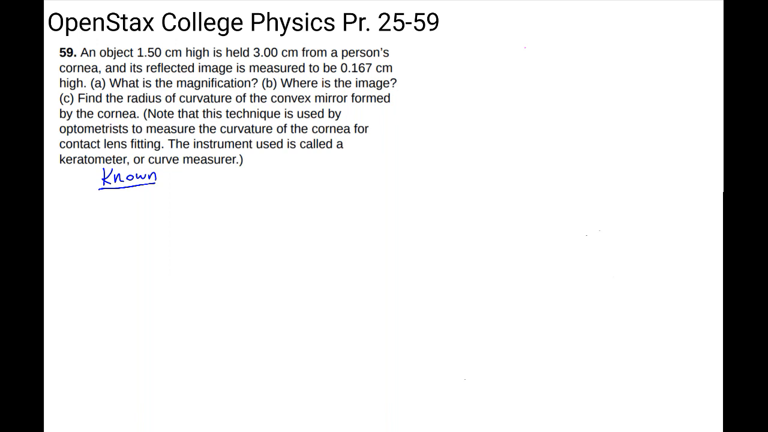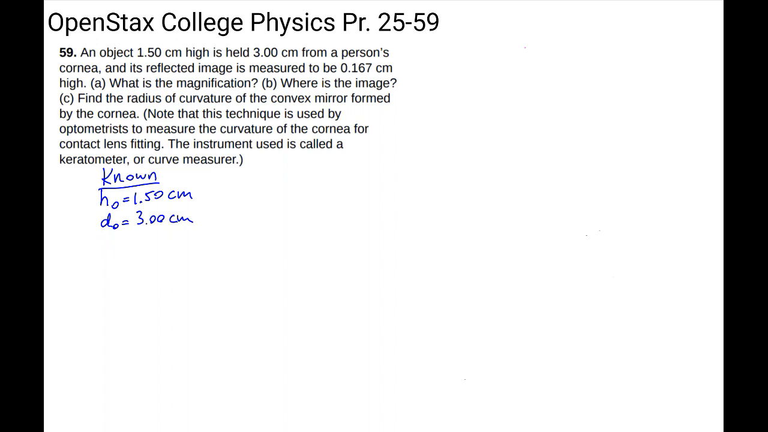Known. So we're told that an object is 1.5 centimeters high. That means that's how tall the object is. That's the object height, so h sub o is 1.5 centimeters. That object is held 3 centimeters from a person's cornea. So it is 3 centimeters in front of the human eye, of the eye lens really, but we're only looking at the cornea, which forms a convex mirror. So the object distance is 3 centimeters.